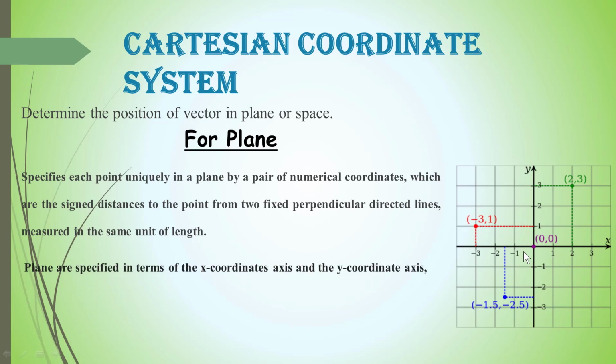Okay, points in a plane are specified in terms of the x coordinate axis and y coordinate axis. We already know the x-axis and y-axis, and it can be written as an ordered pair (x, y). We can have a point having x and y coordinates.